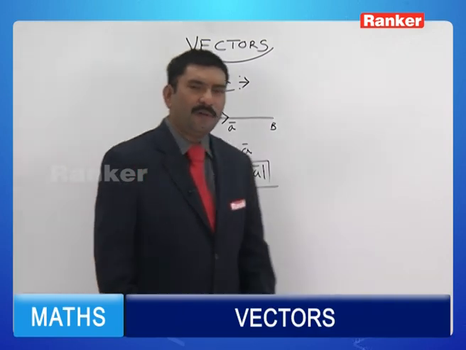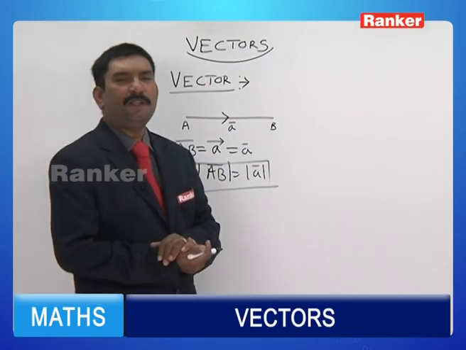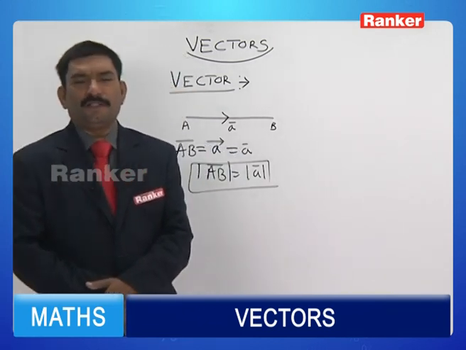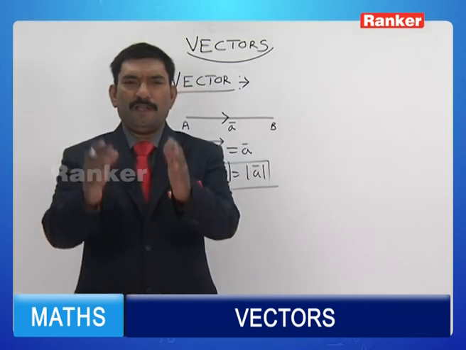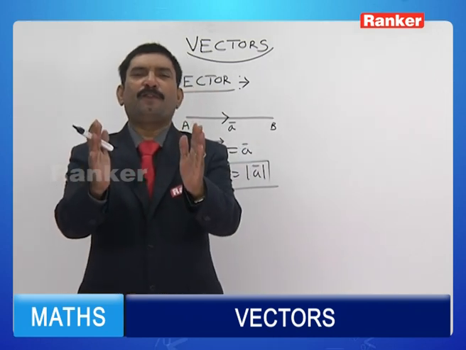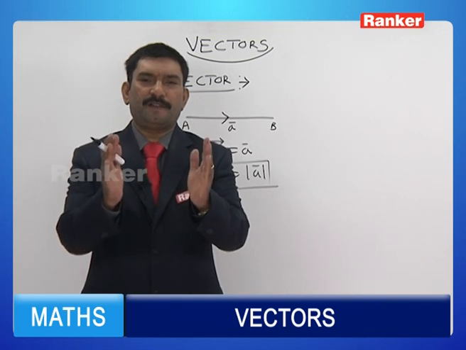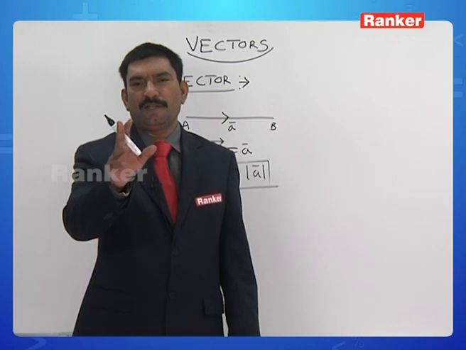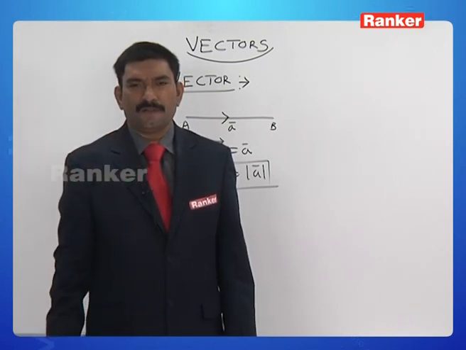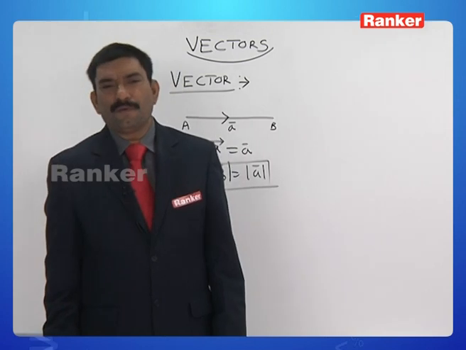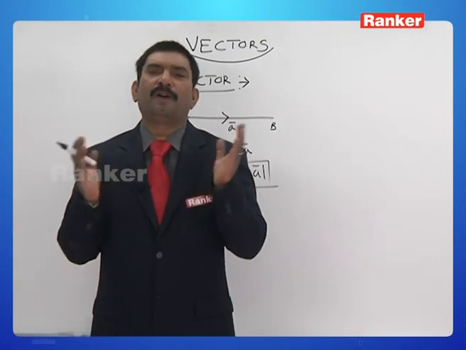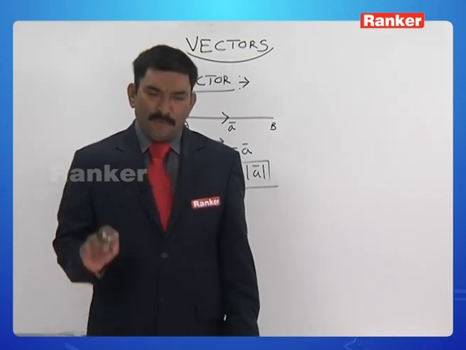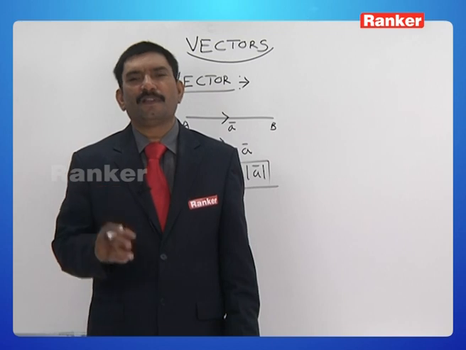Next, I go to the definition of scalars. What is the definition of a scalar? A scalar is also a physical quantity, but having only magnitude, no direction. For example, mass, temperature, etc. It has only magnitude, but no direction.